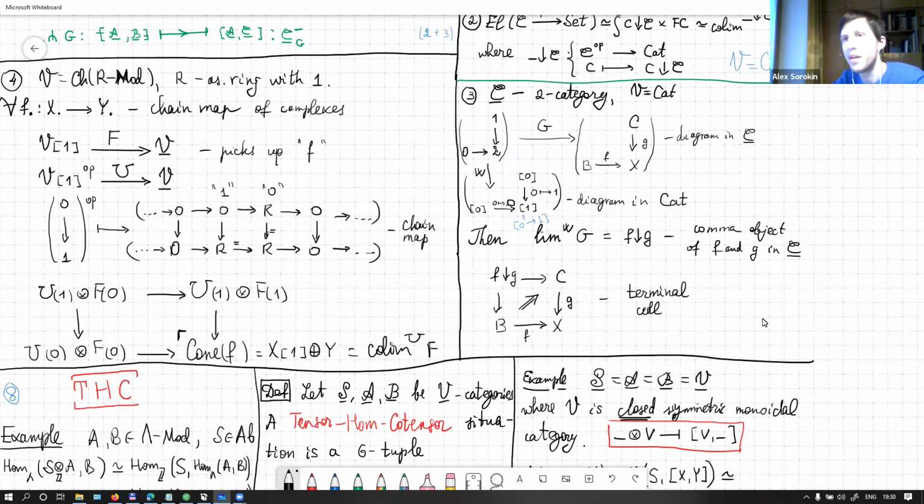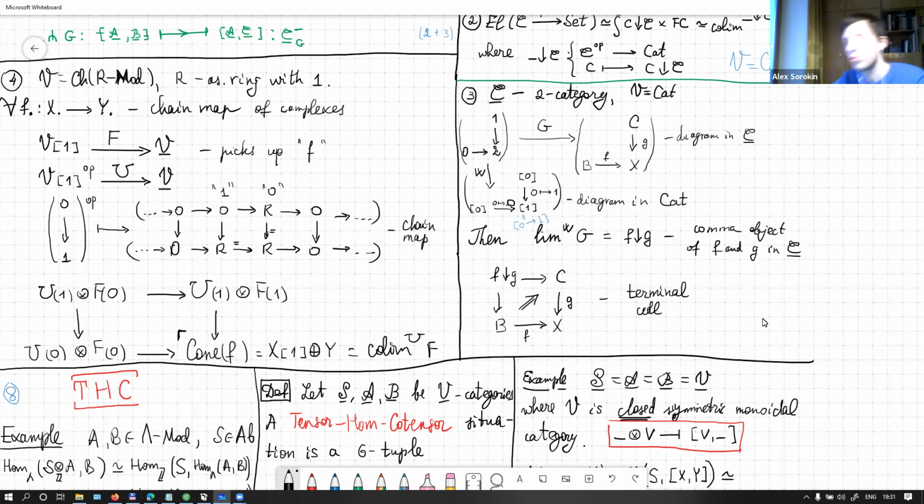Since my starting category is very small, it has just one non-trivial morphism, the Kan extension will give me such a diagram that I'm writing down now. Of this diagram I need to take the colimit, and in this case it will be a pushout. The pushout of this diagram, if one computes, will be precisely the cone of the chain map. So the cone of a chain map appears to be a colimit of one functor weighted by another.